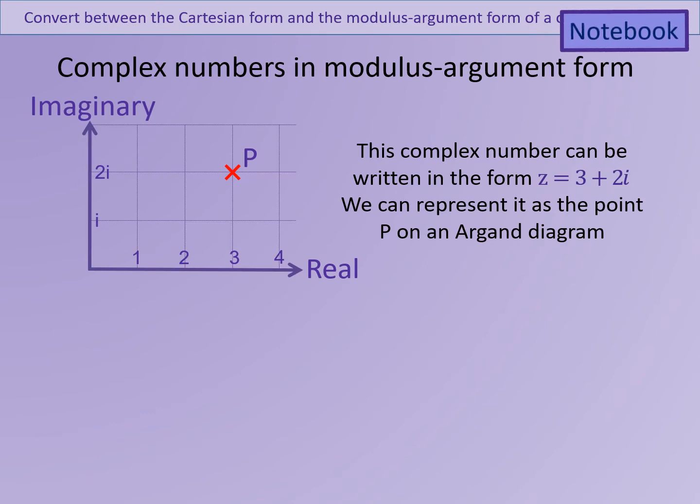So this is the complex number z equals 3 plus 2i. We've plotted it on an Argand diagram, 3 across and 2 up. Currently that's written in Cartesian form. We're going to look at how we can convert that into modulus argument form.